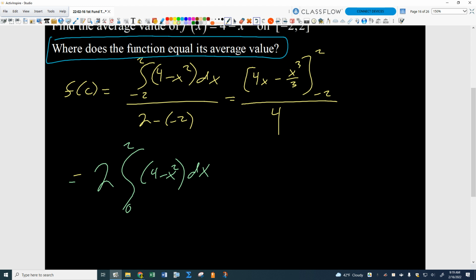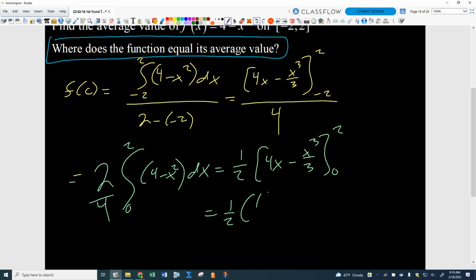And we're dividing that by 4. So I'll just put the 4 out front, right? And so we get 1/2 times this. At 0, that's all going to go away, isn't it? Right. So really, this is then just equal to 1/2 times, at 2, I'm going to get 8 minus 8/3, so 16/3. So 8/3 is my final answer, 1/2 of 16/3.